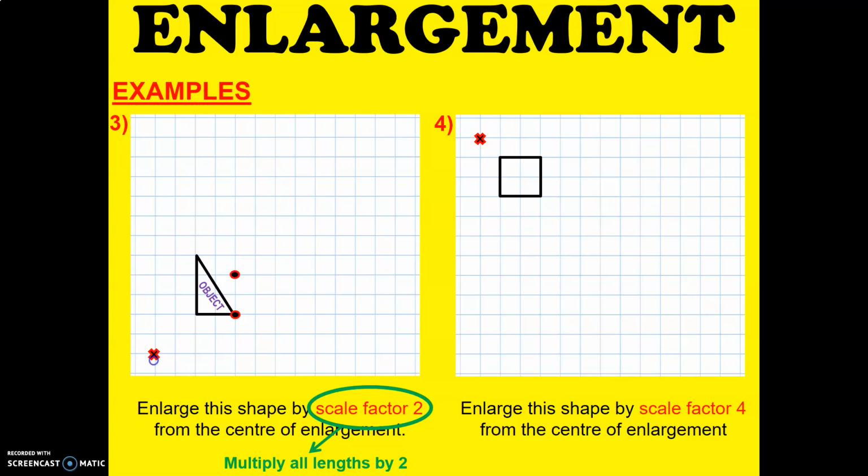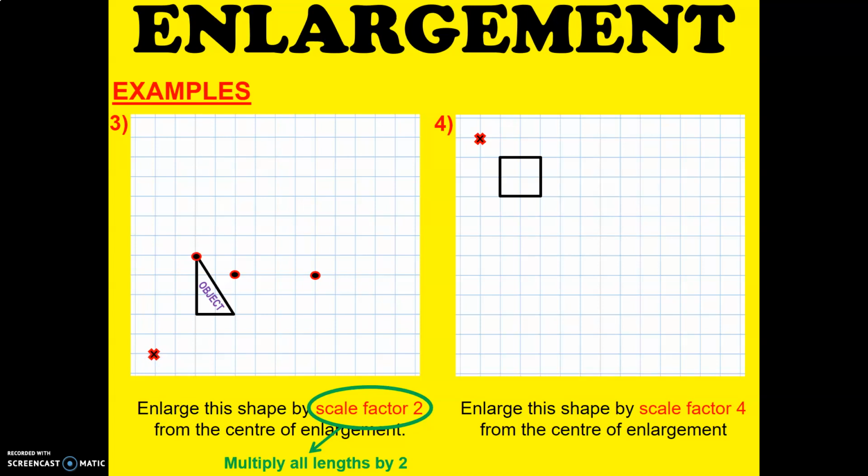Now that point going to the center of enlargement, we have 2 units down and 4 units to the left. Now again, multiply by 2. 4 times 2, 2 times 2, then we will have 8. So extend the line, 8. That will be 8 units to the right and then 4 units up. That will be our second point.